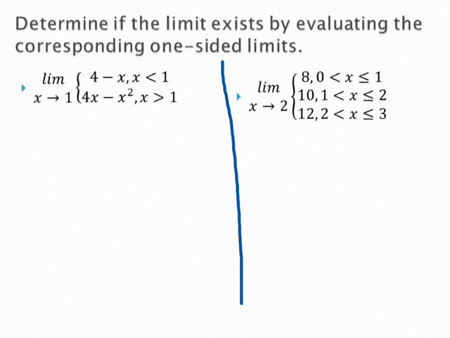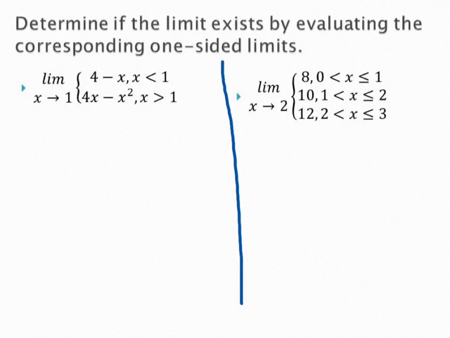Where right and left hand limits really are the most beneficial is when we have a piecewise function like we do in these two examples. You can see that in this first example, our graph breaks at 1. So we have a piece of a line to the left of 1 and a piece of a parabola to the right of 1. So in order for us to figure out if our limit exists, we are going to have to look at a right-hand limit and a left-hand limit since we are evaluating the limit at the break in our graph.